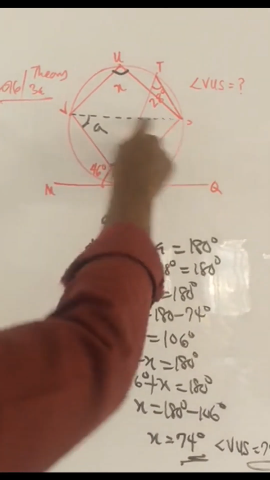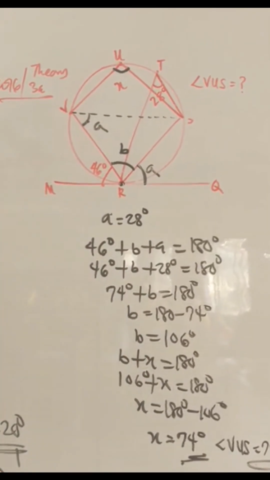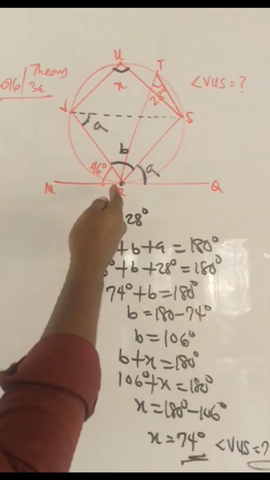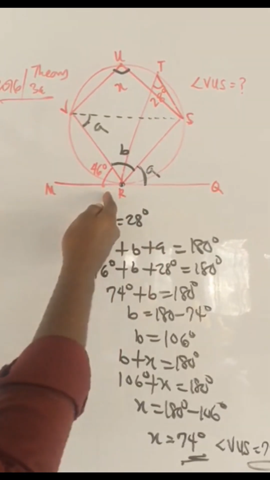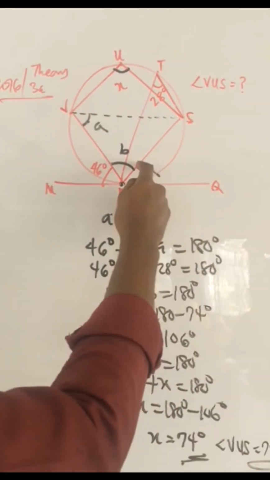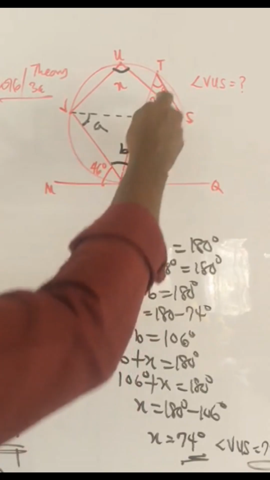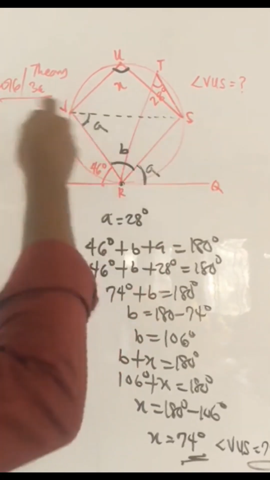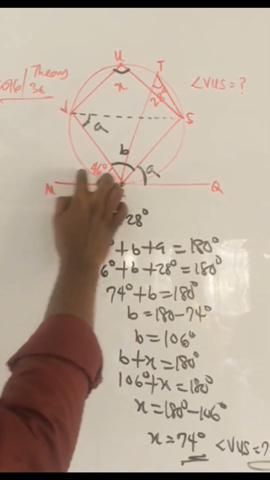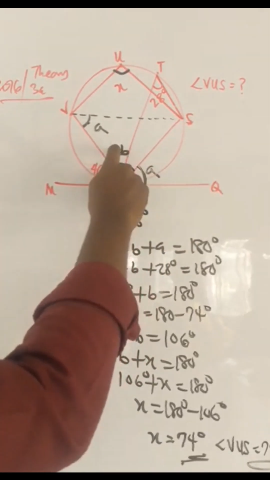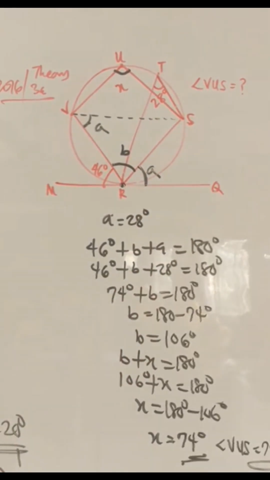Without this extra construction, we can still get the value of what? X directly. Why? Because here, this RS is a chord to this tangent. So this angle will be equal to this directly. Without even doing this, this and this are equal directly. So this is 28. So if you use angle on a straight line, you can get B straight. I get B, you get X. More direct.